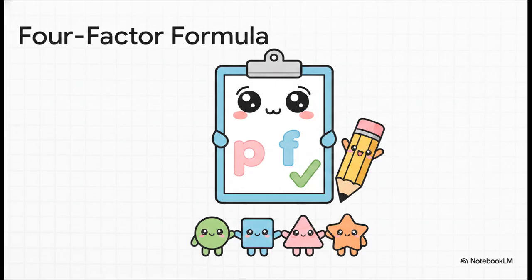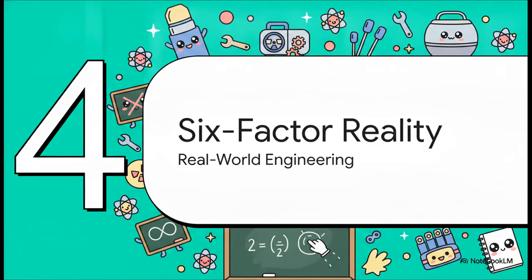In physics, this is famously known as the 4-factor formula. Now, the text notes something pretty fascinating. If the reactor were made only of pure uranium-235, the variables p and epsilon would be exactly 1, or unity. But pure U-235 just isn't practical. So instead, engineers treat this formula like a desperately important checklist. They're striving to keep the values of p and f as close to 1 as physically feasible to keep the whole reaction perfectly balanced. Which brings us to part 4, the 6-factor reality.